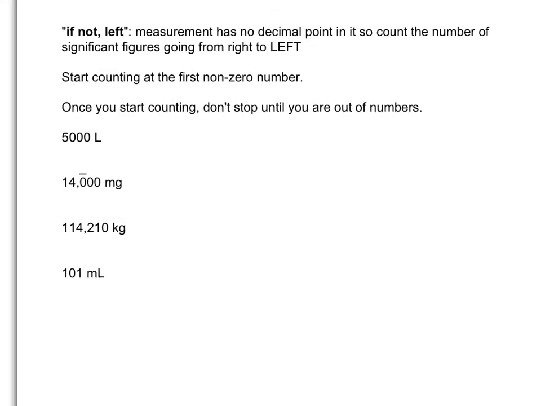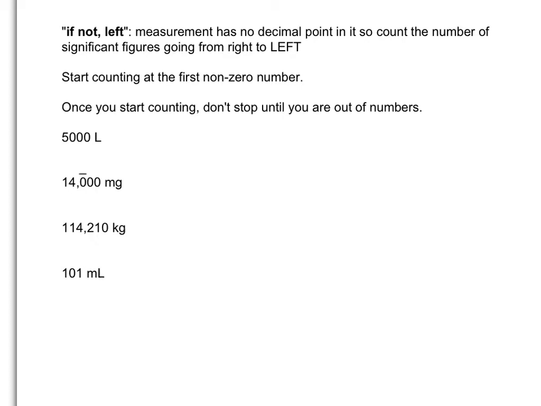If not left is the second part of the rule. This would be for measurements that don't have decimal points. Usually we would like our measurements to have decimal place values, but just in case, we can cover all the bases here. With no decimal point, we're going to count to the left. So if not left: if no decimal point, count to the left. We're still going to start counting at the first non-zero number, and once we start counting, we won't stop until we run out of numbers.